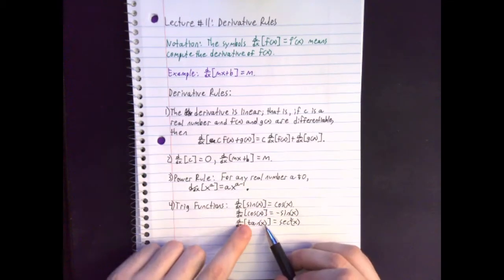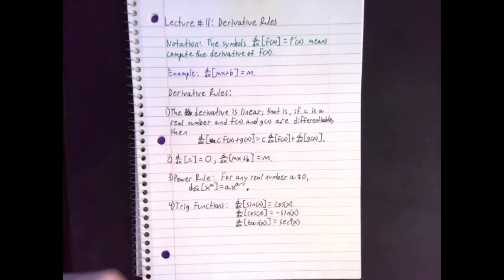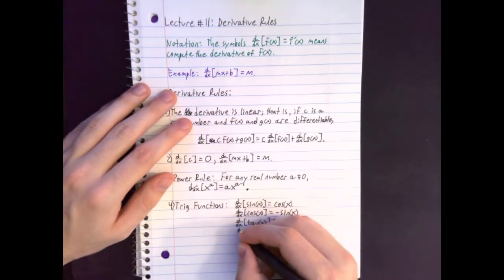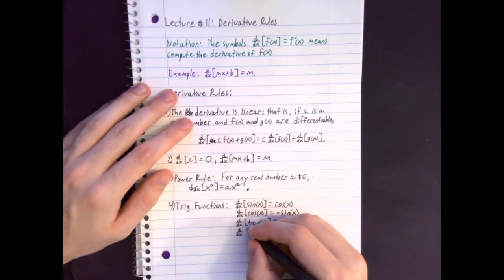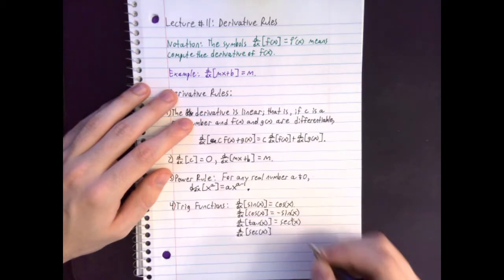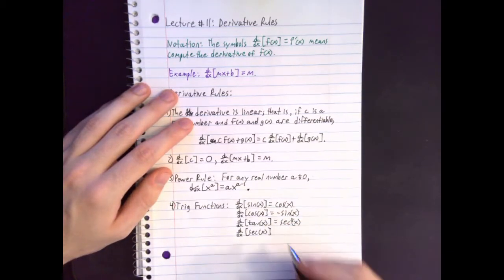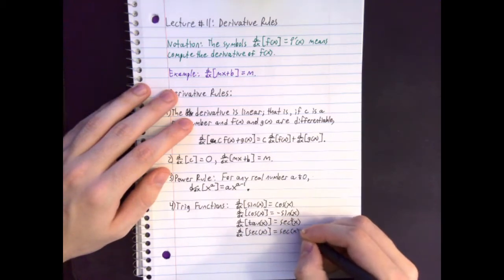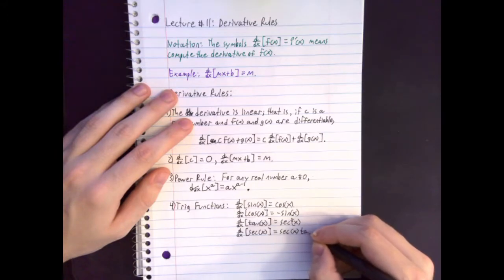So these are the derivatives of the usual trig functions, and we can also write down the derivatives of the other trig functions. So the derivative of secant of x, always got to be careful when you write secant of x or else you'll make people giggle, is going to be secant of x times tangent of x.